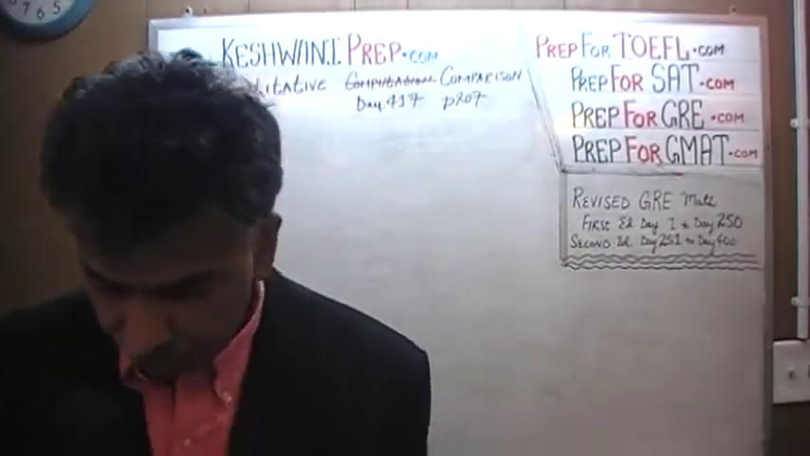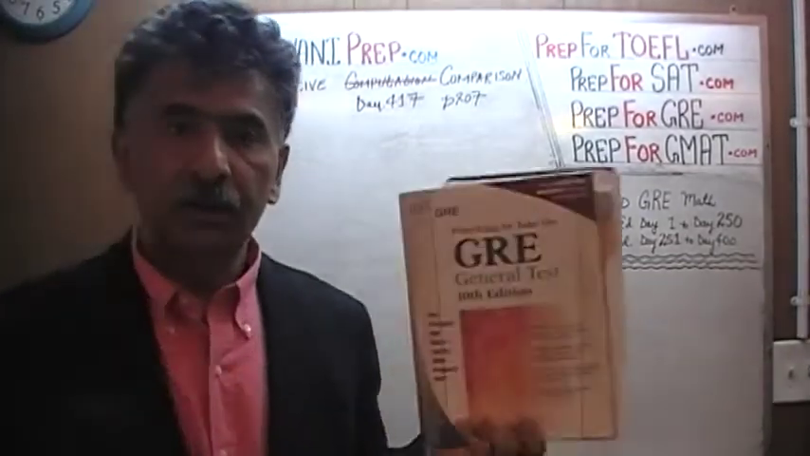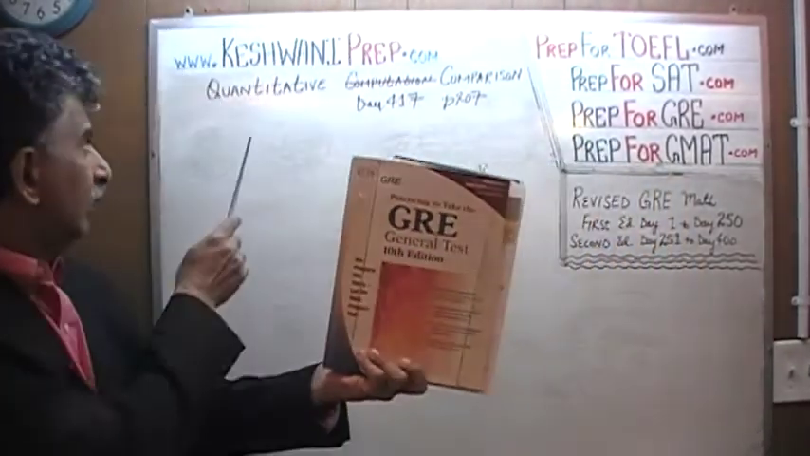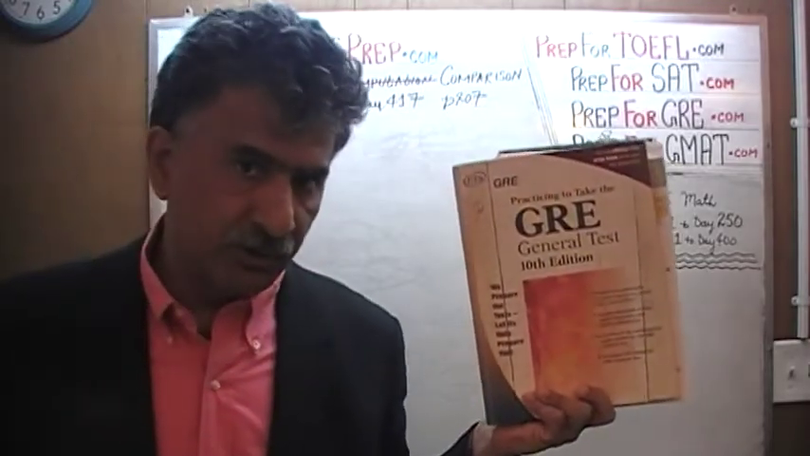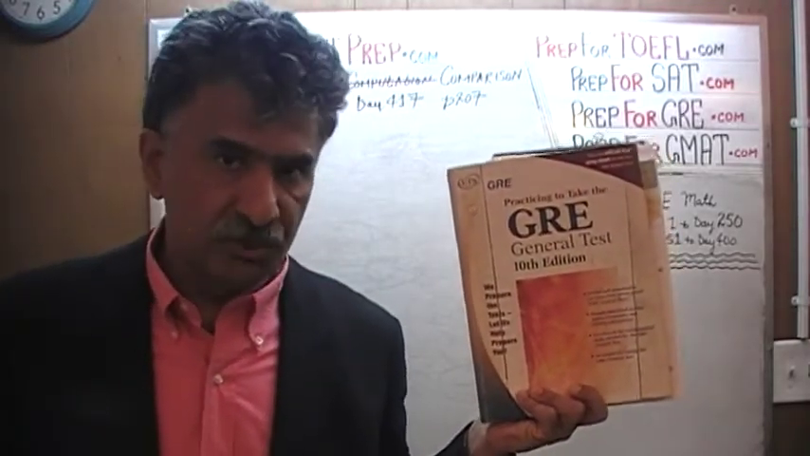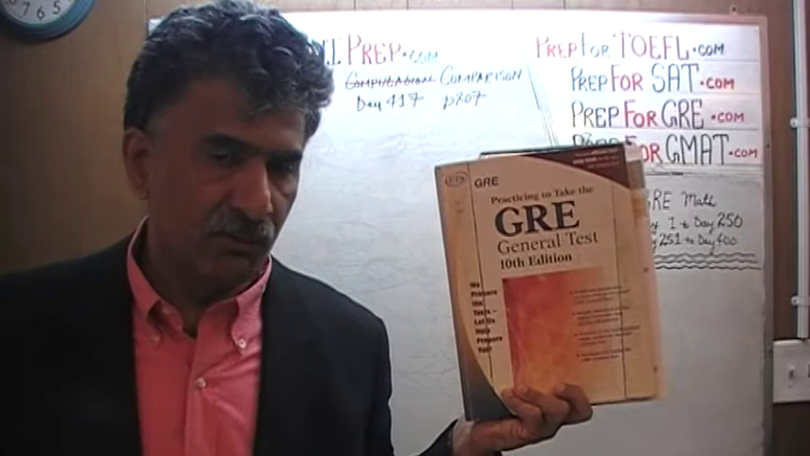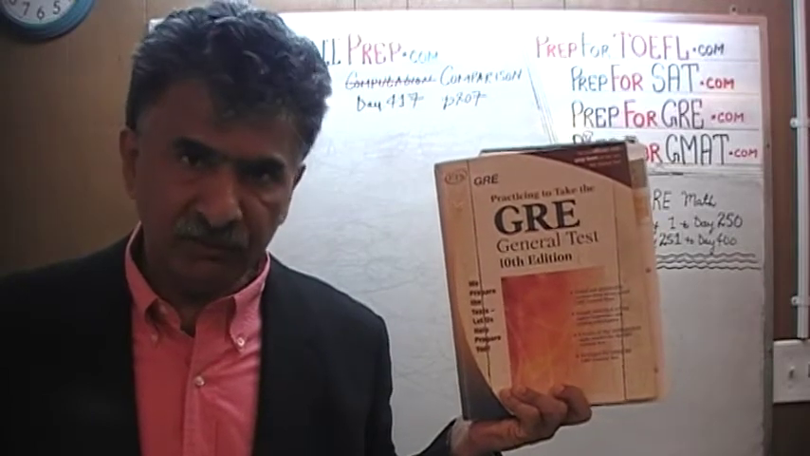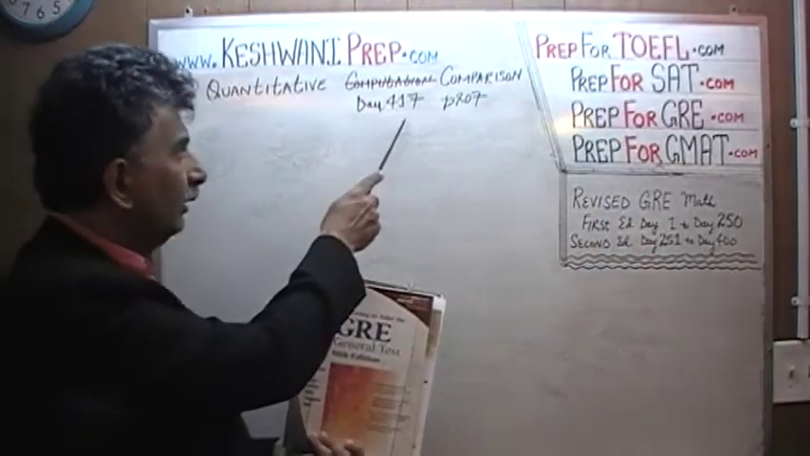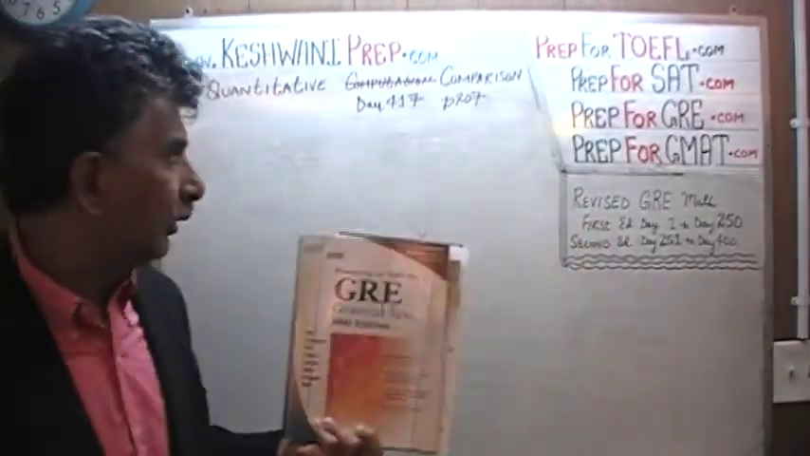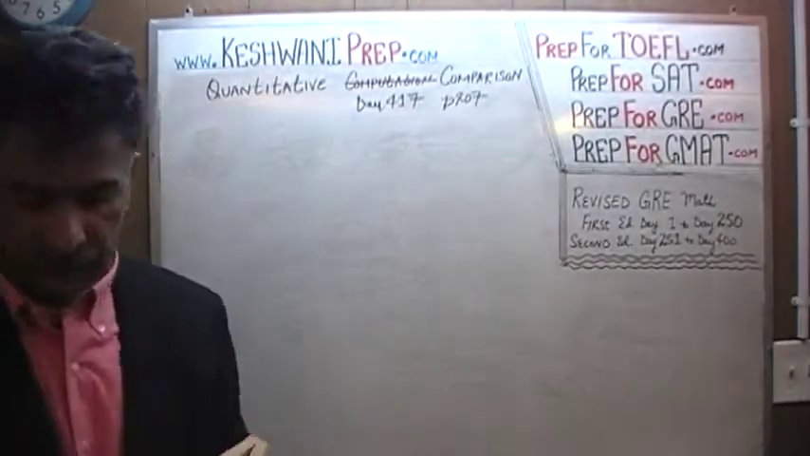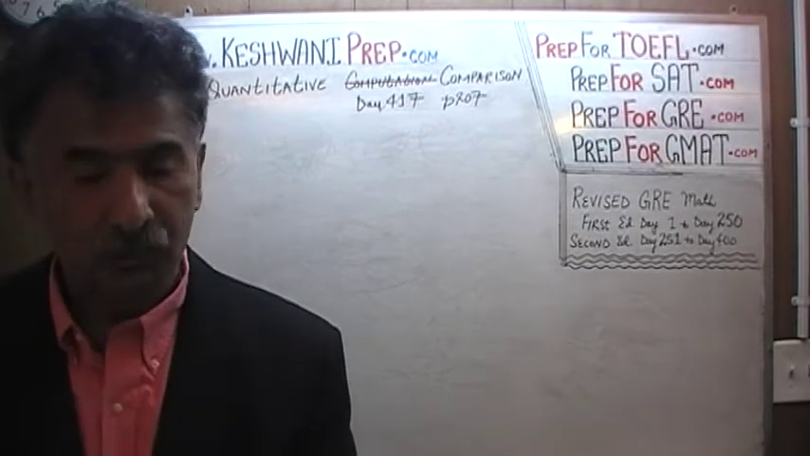Right now, we are solving the problems from this book here, the quantitative comparison questions from the 10th edition of the general GRE, because the other two books that I just showed you simply do not contain enough quantitative comparison questions. So to get some extra practice, from day number 401, we started solving quantitative comparison questions, and right now we are on page number 207. Let's turn to it.